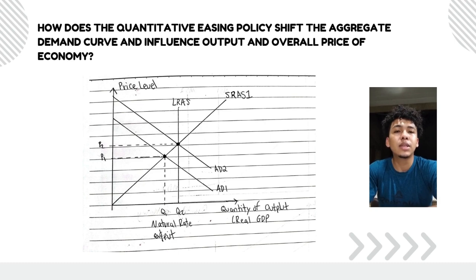So this policy increases the aggregate demand, shifting the aggregate demand curve to the right from aggregate demand 1 to aggregate demand 2. As a result, the economy experiences a higher output, real GDP, and an increase in the overall price level, which is inflation. This graphical representation illustrates this shift from the initial equilibrium point with output Q1 and price level P1 to a new equilibrium point with higher output and higher price level, which are quantity 2 and price level P2.